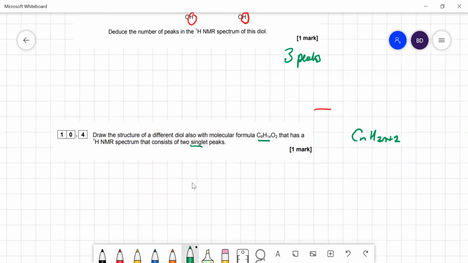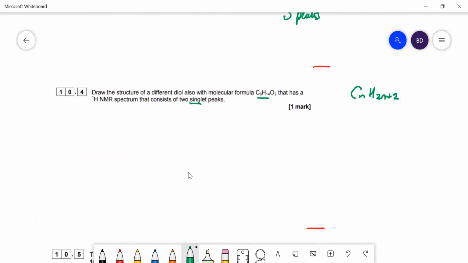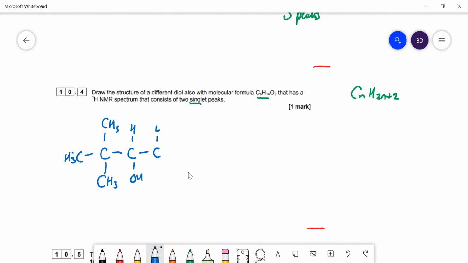Also, 2 singlet peaks. Let's have a think. If you had something like that, that would mean those protons are all the same. So we've got rid of that, but I don't think that's going to work. That would give us a singlet peak. What else have we got there? We've got 2 other carbons to think about. That's not going to work, because if this was H, OH, HO, there are too many peaks. So I don't think we've got that arrangement there.